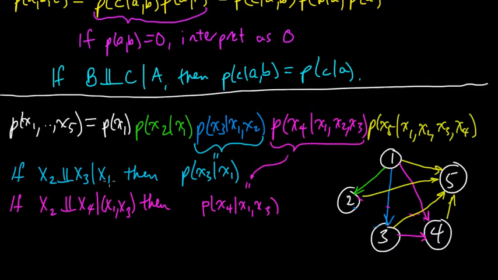And then we observed that, for example, if x2 was conditionally independent of x3 given x1, then this factor became this, and we could erase this arrow from 2 to 3. And if x2 was conditionally independent of x4 given x1 and x3, then this factor became this, and we could erase the arrow from 2 to 4. And we could go on in this way. If our distribution satisfied other conditional independence properties, then we might be able to reduce some of these other factors as well and erase more of these arrows.